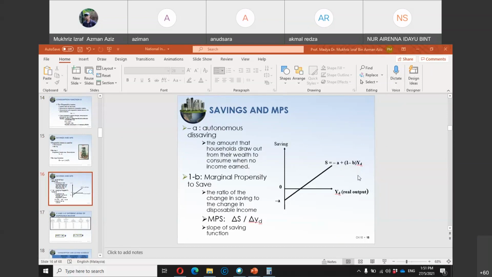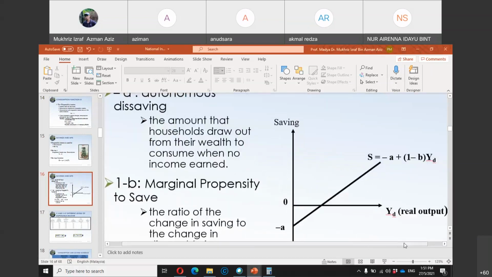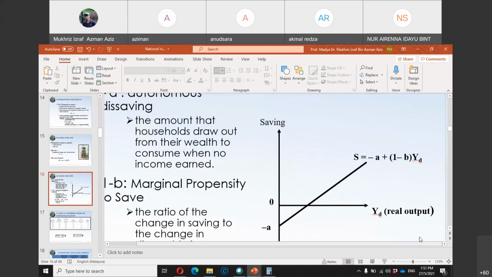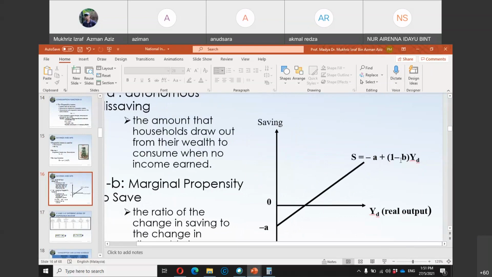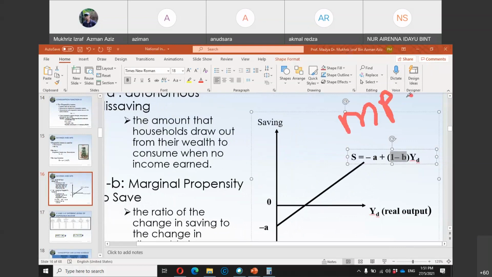Whenever you see a saving function like this, S equals negative A plus 1 minus B YD, so 1 minus B is what we call MPS, marginal propensity to save. If you know the consumption function, you can derive the saving function as I showed just now. From the consumption function, you know what B is. B is the MPC.